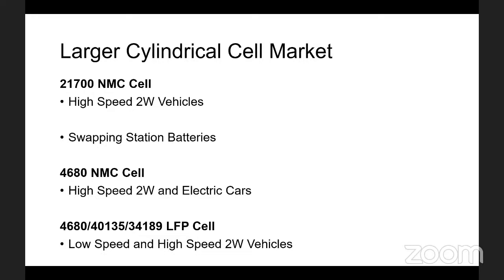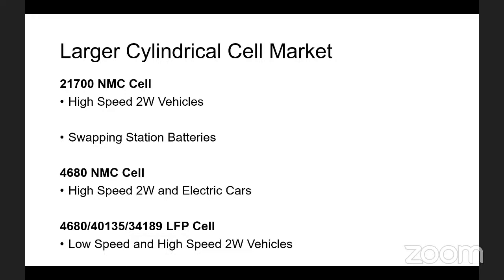You will probably get 26 Ah of capacity in 4680. 21700, about 5 Ah. And now the market is doing final level testing for 5.8 Ah. So very soon you will see 5.8 Ah cells commercially available. And then 4680 LFP is also available at 15 Ah. This is popularly made by BYD, and a few other companies are also looking at it.